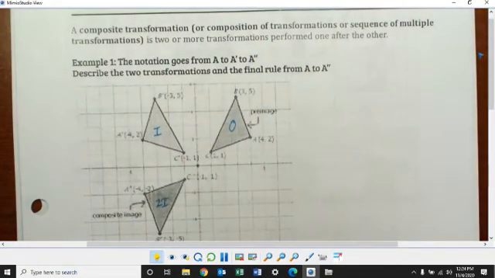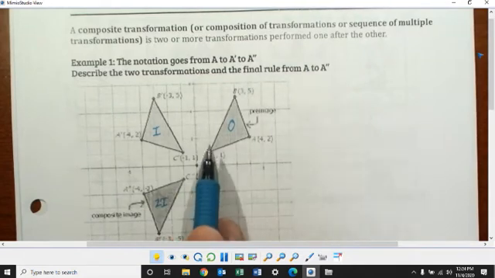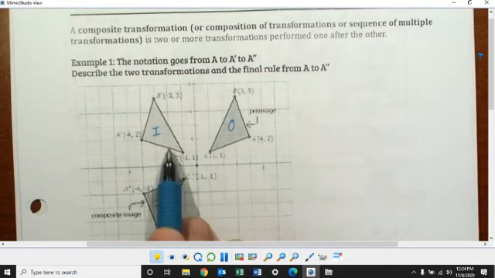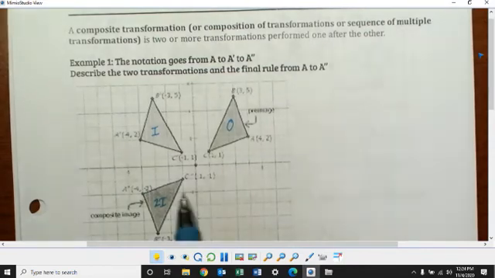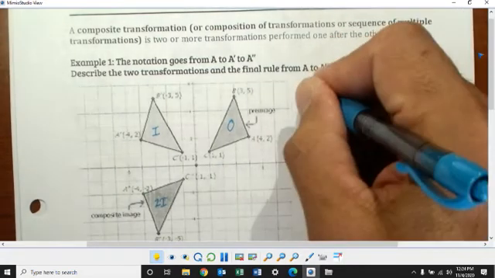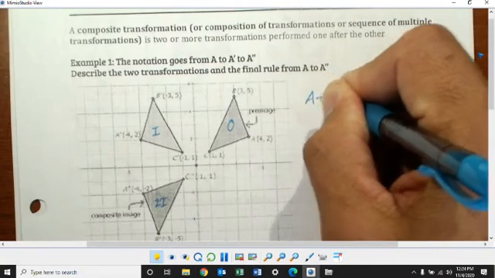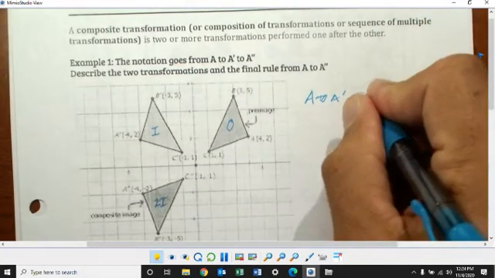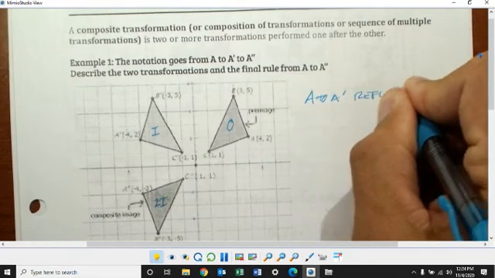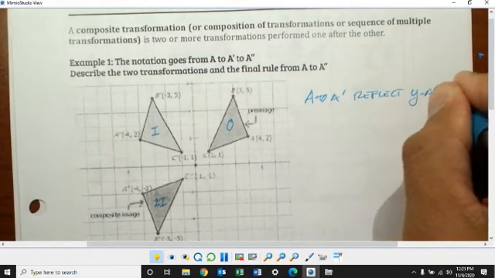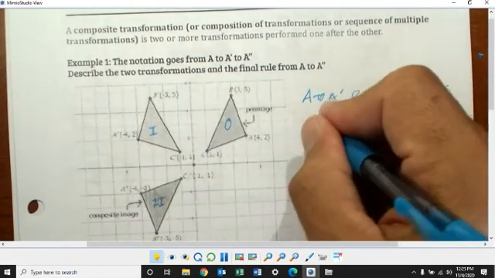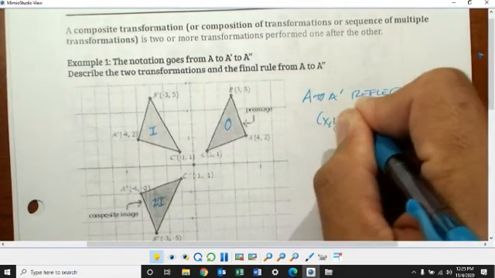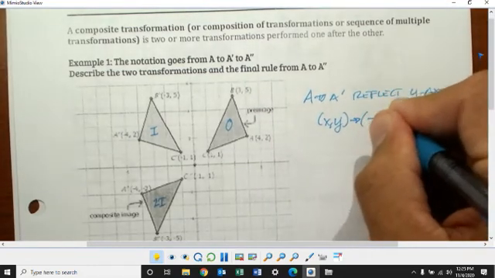Okay? So what are the transformations? What's the rule when I go from ABC to A prime, B prime, C prime, to A double prime, B double prime, C double prime? Let's see. When I go from A to A prime, it looks like it's just a reflection across the y-axis. Because going from here to here, B is 3, 5 to negative 3, 5. So that means my x, y is going to become negative x comma y.